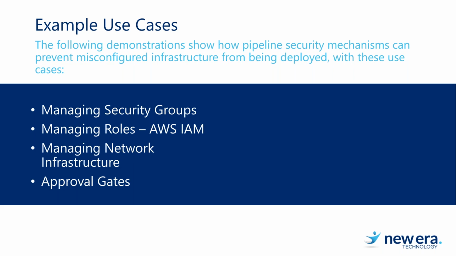So I'd like to get into some of these example use cases for you and be able to demonstrate how various pipeline security mechanisms can prevent some of this misconfigured infrastructure from being deployed. And these use cases we'll jump into are going to be around managing security groups, managing roles, network infrastructure, and showing some of those approval gates.